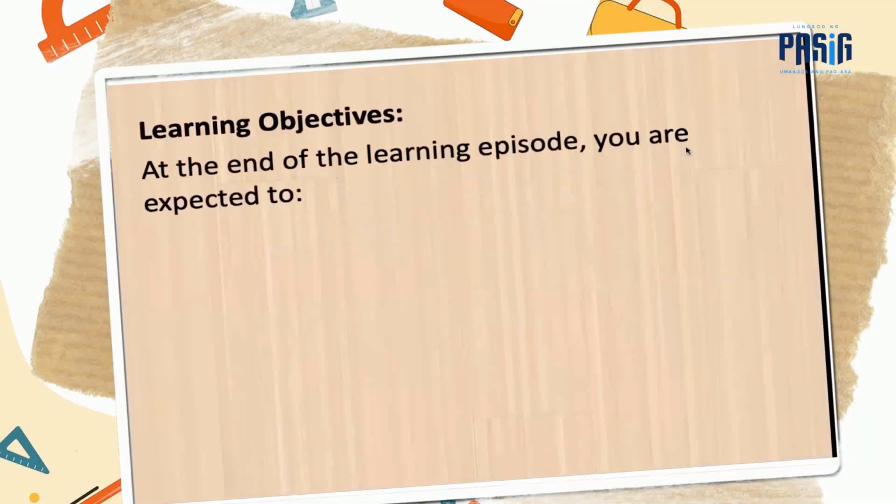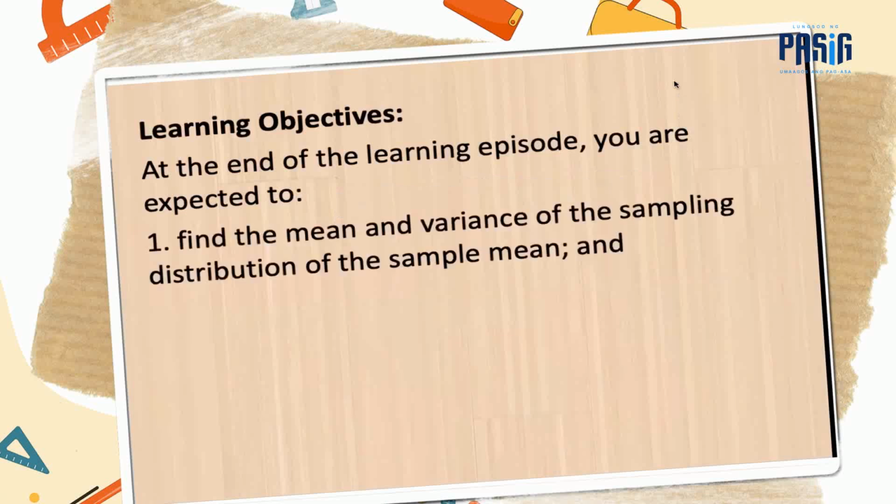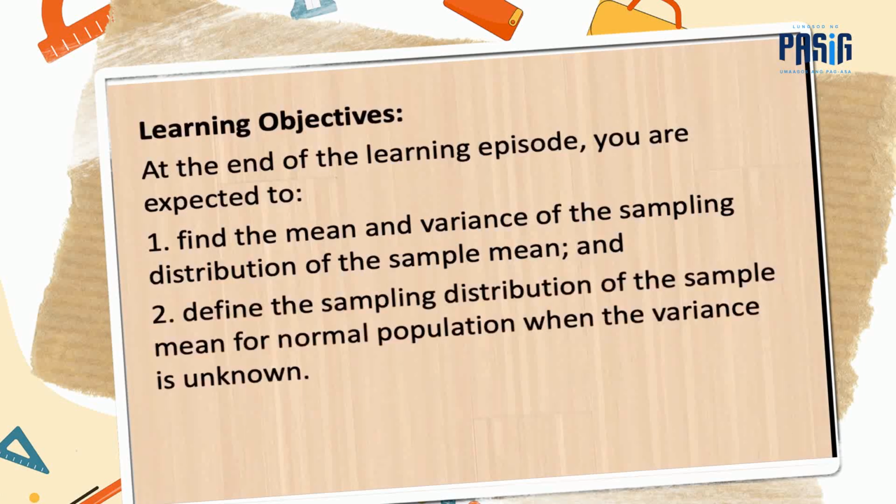In our video lesson today, we are going to discuss the sampling distribution of the sample mean for normal population when the variance is unknown or finite population. The learning objectives are, at the end of the learning episode, you are expected to: 1. Find the mean and variance of the sampling distribution of the sample mean, and 2. Define the sampling distribution of the sample mean for normal population when the variance is unknown.